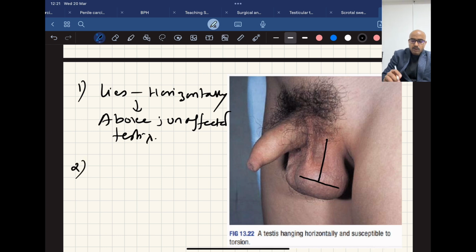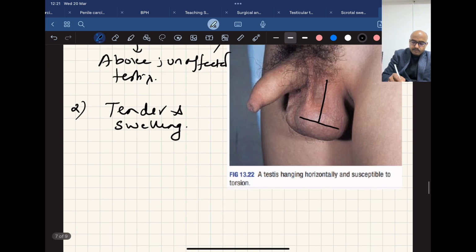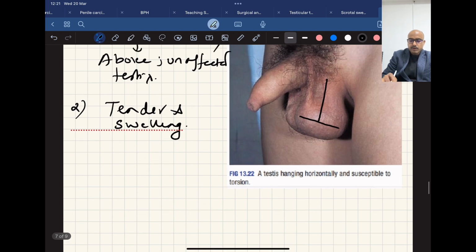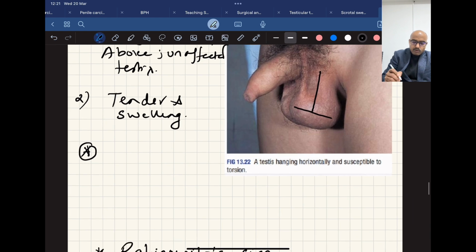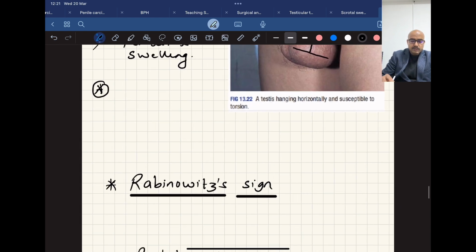Number two, if you palpate, it is very severely painful, that is, tender. And if you see, there is a swelling as well. And there are two signs which are very important. You have to remember those signs and the meaning of those signs as well.